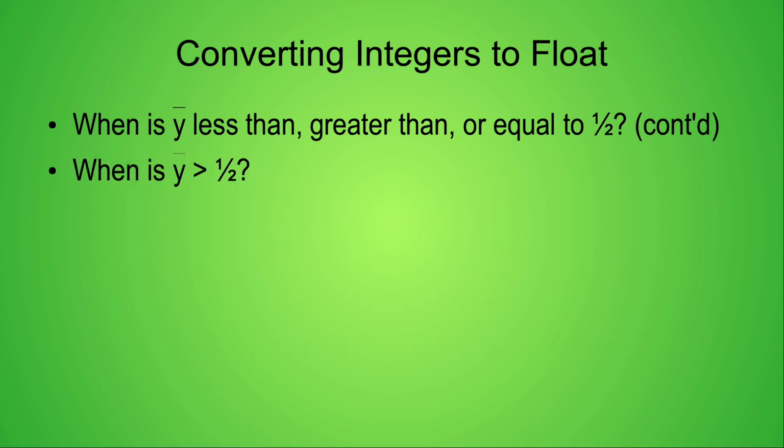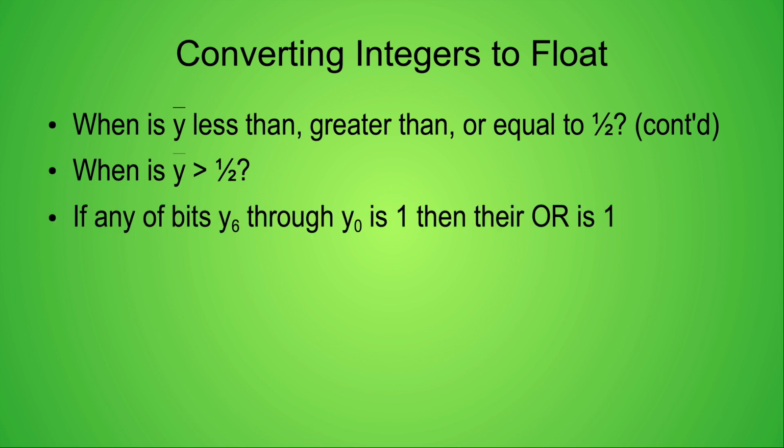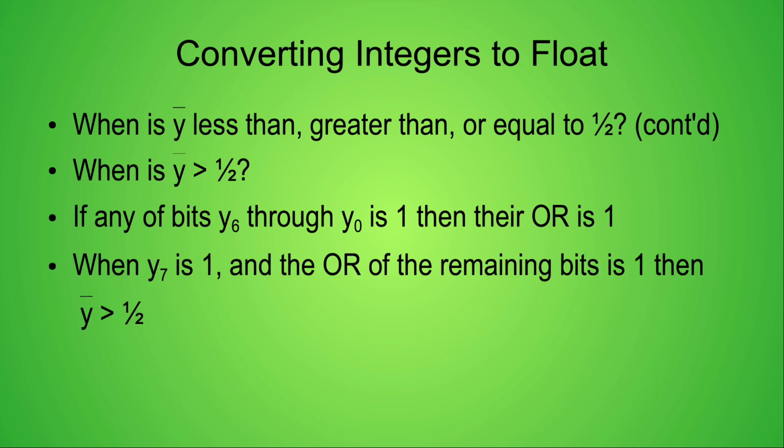Now it's easy to see when y bar is greater than 1/2. If any of the remaining bits in y bar is 1, then the OR of the remaining bits is also 1. When y7 and the OR of the remaining bits are both 1, then y bar is greater than 1/2. Now we need to reduce the computation of round bit to a logic equation.